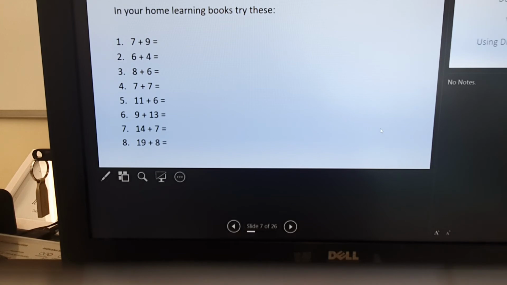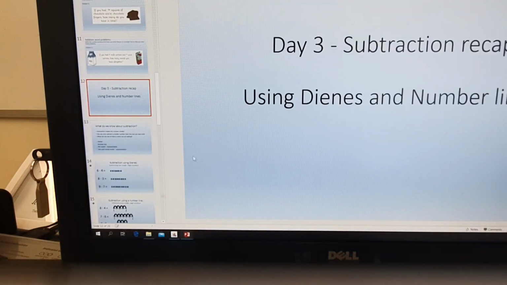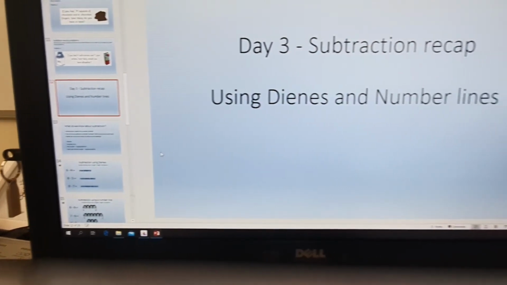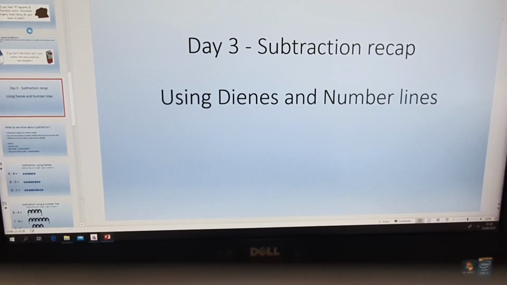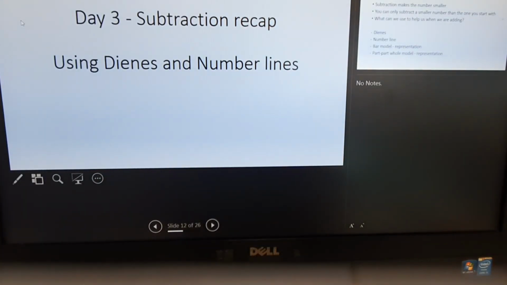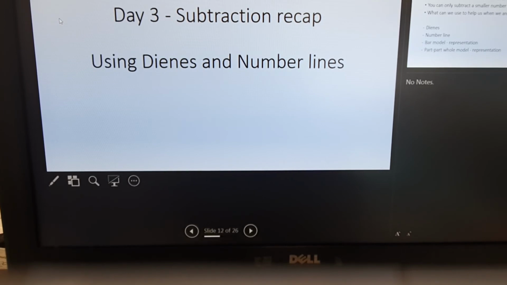Now I'm going to go on and talk a bit about subtraction next, and I'm going to model some of the ways that we can go through and practice subtracting using Deans and the number line.